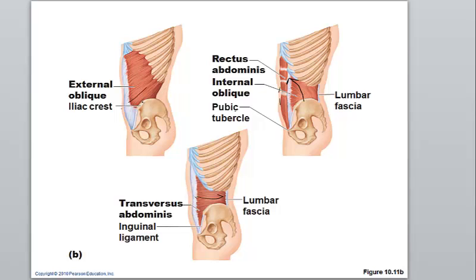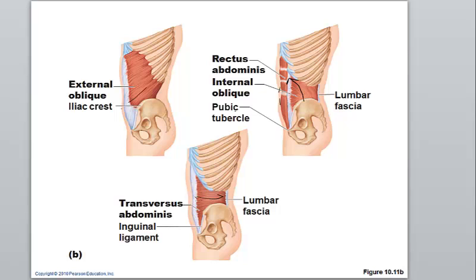It's going to compress the abdominal wall, just like your transverse abdominis and your internal oblique. Okay, they both, internal and external and transverse abdominis, are going to compress your abdominal cavity, meaning they're going to increase the abdominal pressure. Okay. So those are the abdominal muscles that you have in your body.